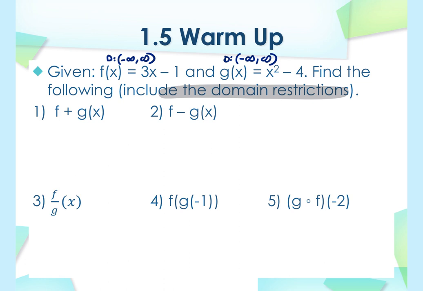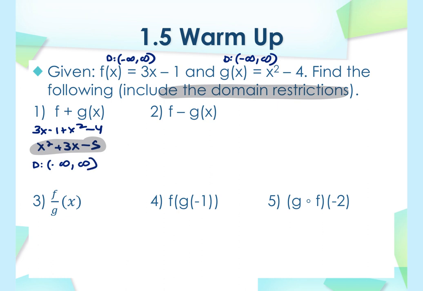So I'm just adding the f and the g, 3x minus 1 plus x squared minus 4, and then you want to combine your like terms. And you can leave it just like that for your combined function. Then you want to see, is there any new restrictions? Are there? No. So the domain of the whole thing is negative infinity to positive infinity.